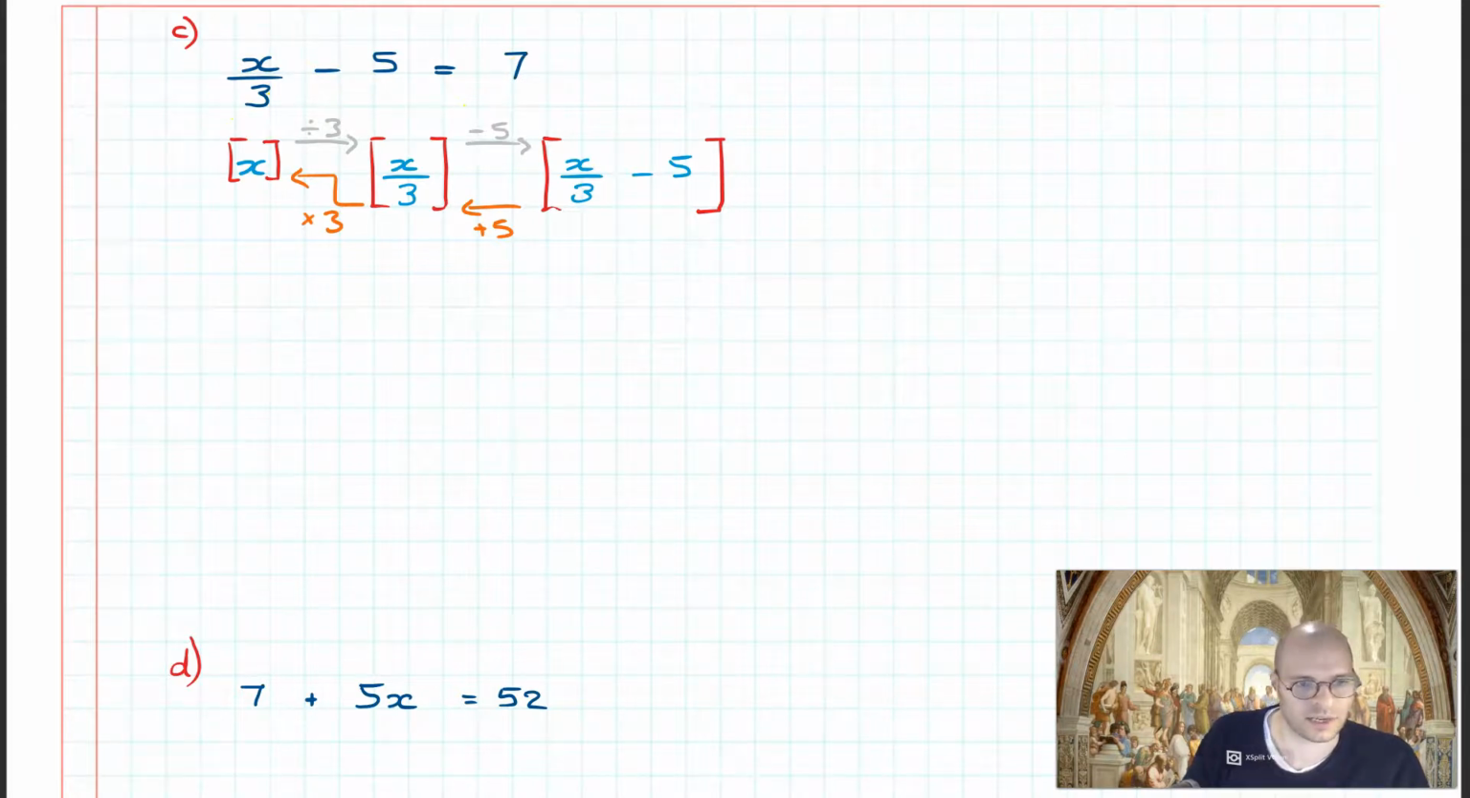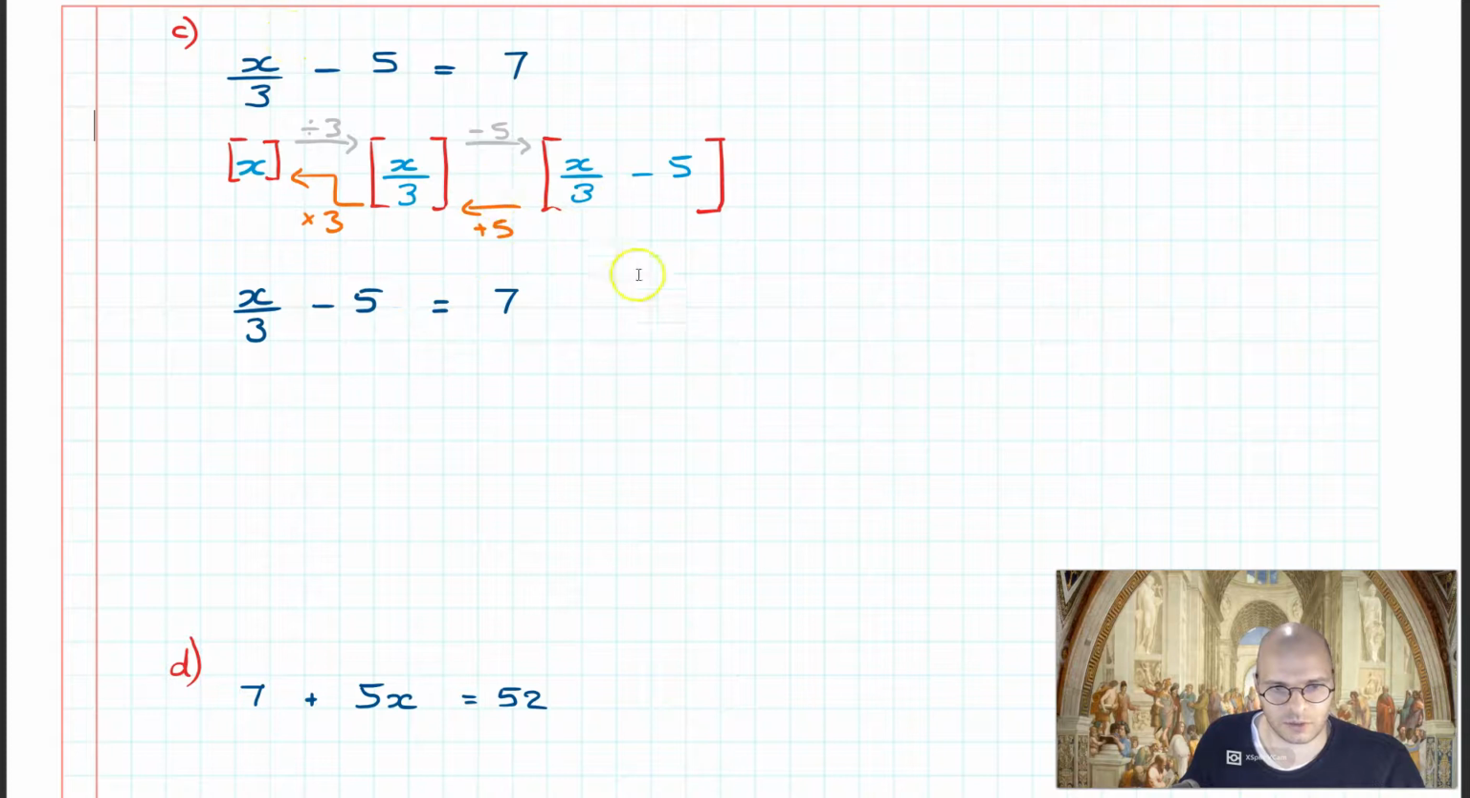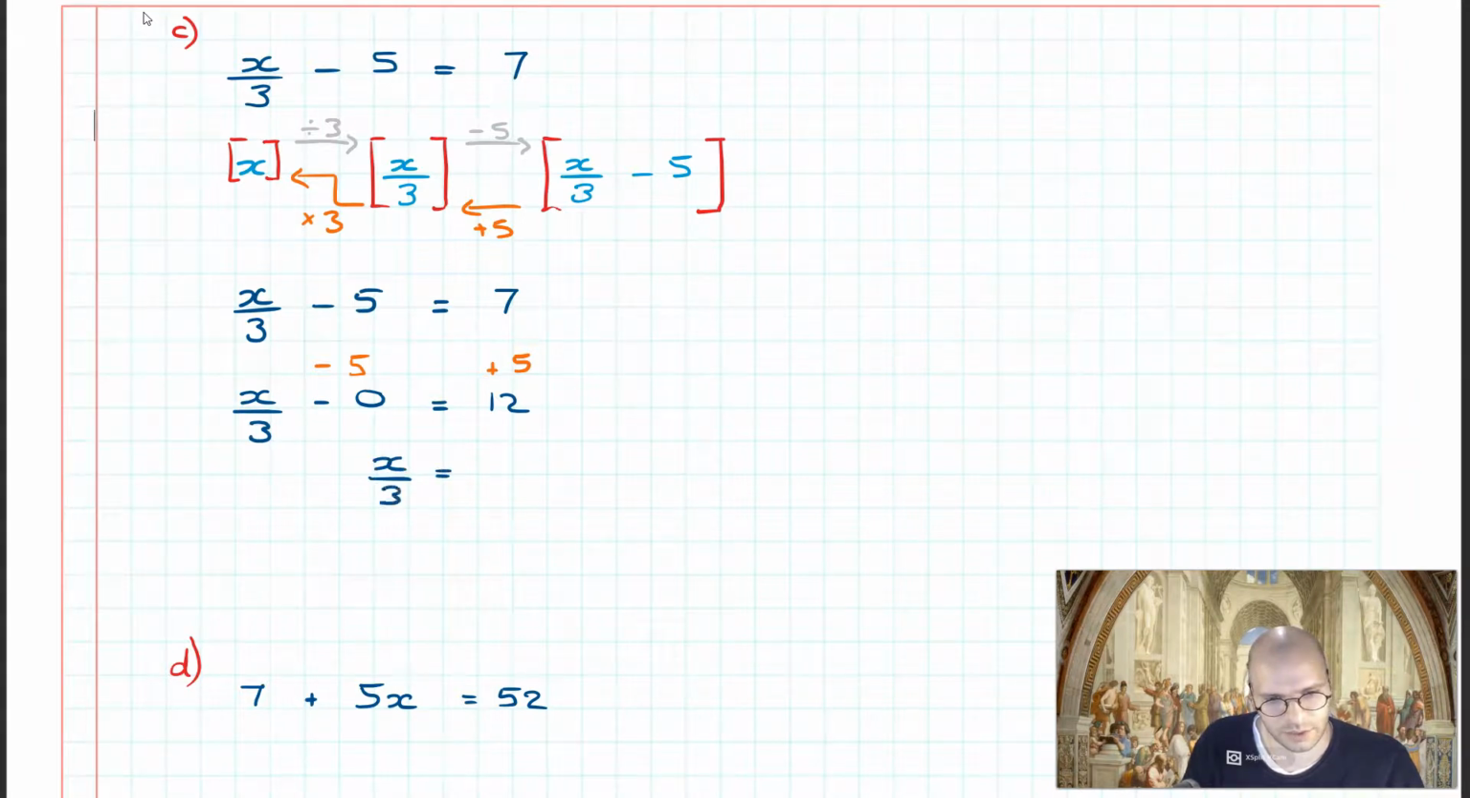Now, solving for x, I'm simply going to write out the equation one more time. And then, looking at my first reverse operation, I'm going to plus 5. So I'll plus 5 to both sides. On the right hand side, I've got 7 plus 5, which is 12. And on the left hand side, I've got a 0 and a x over 3. And that's going to simplify down to x over 3 is equal to 12.